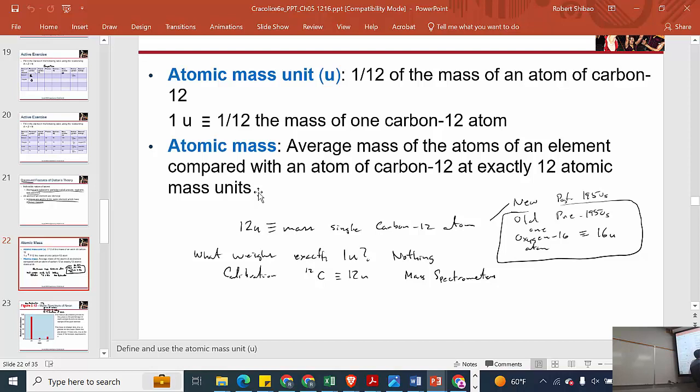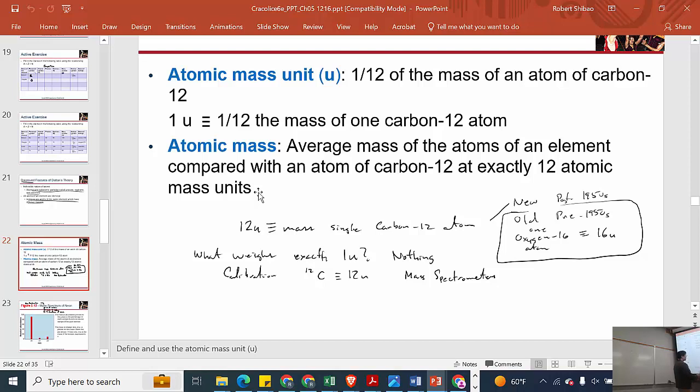Can you divide a carbon 12 atom into 12 equal pieces? No, it's impossible. It would just break up into subatomic particles, so that's not possible. But this is the definition of 1 AMU. 1 AMU is 1/12 the mass of 1 carbon 12 atom. I don't use this definition. Instead, I use this definition, 12 U. 12 U is defined as the mass of a single carbon 12 atom.